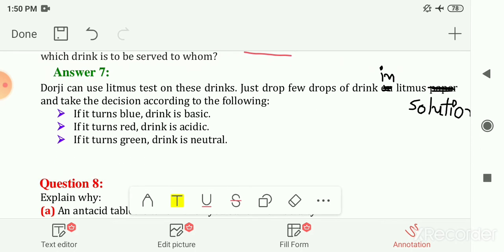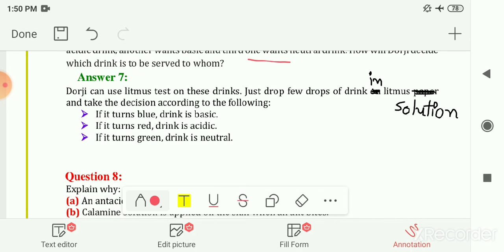So here the answer is given to you. Dorji can use the litmus test on these drinks. For that, he has to just put a few drops of the drink in litmus solution and take the decision according to the following. If he adds a few drops of litmus solution in the drink, or a few drops of drink in the litmus solution, then he can easily decide which one is acidic, basic or neutral.